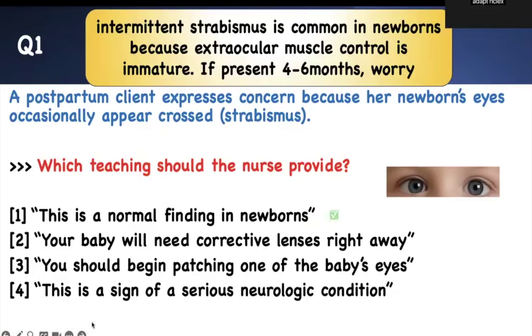So what should the nurse tell the mother? This is a normal finding. If it persists to 4 to 6 months, you may need surgery. You may need to patch the eyes so that it can recover. But which eye do you patch? The stronger one. That's the most important. And the child may need corrective lenses and surgery. So that's the content. Before 3 months, it's okay. But if it persists at 4 to 6 months, we have a problem.